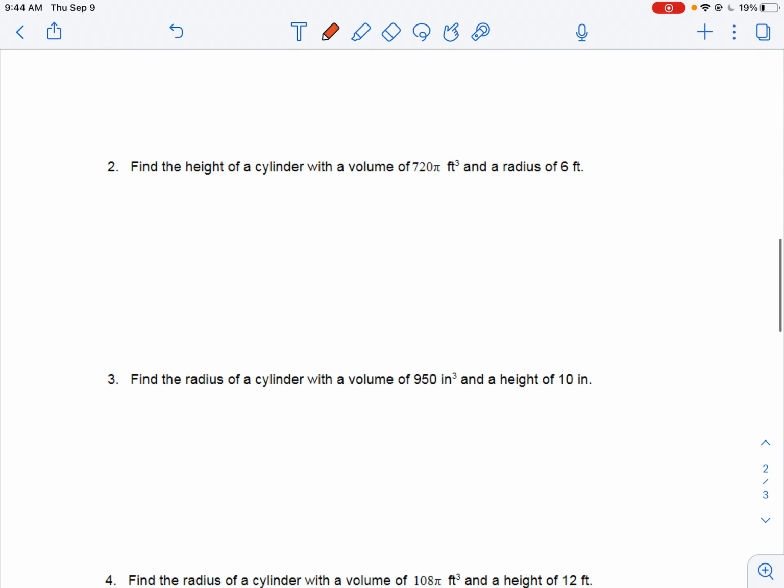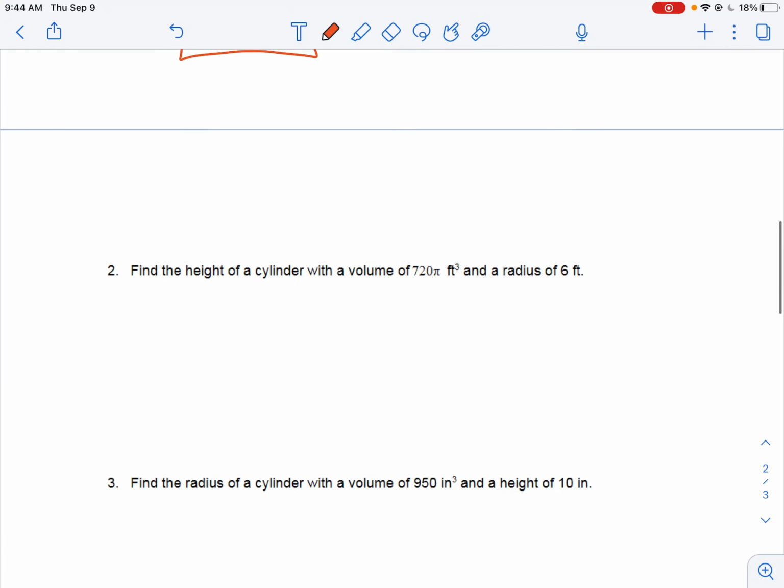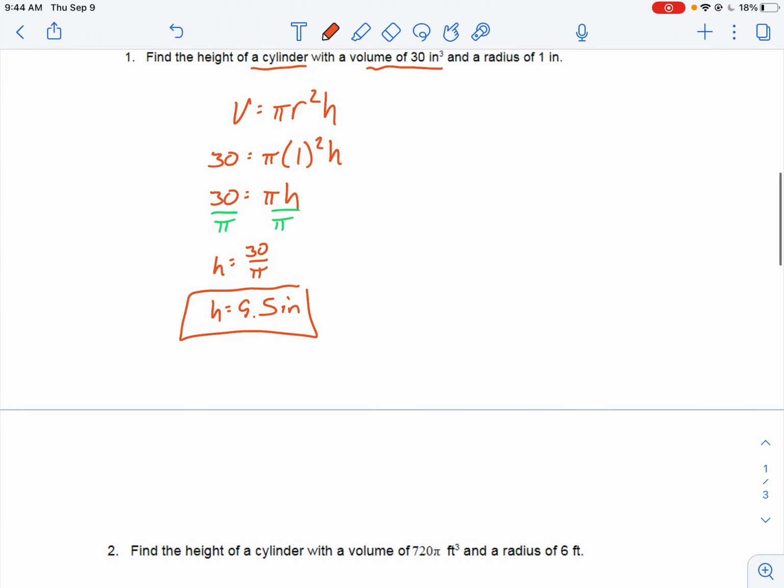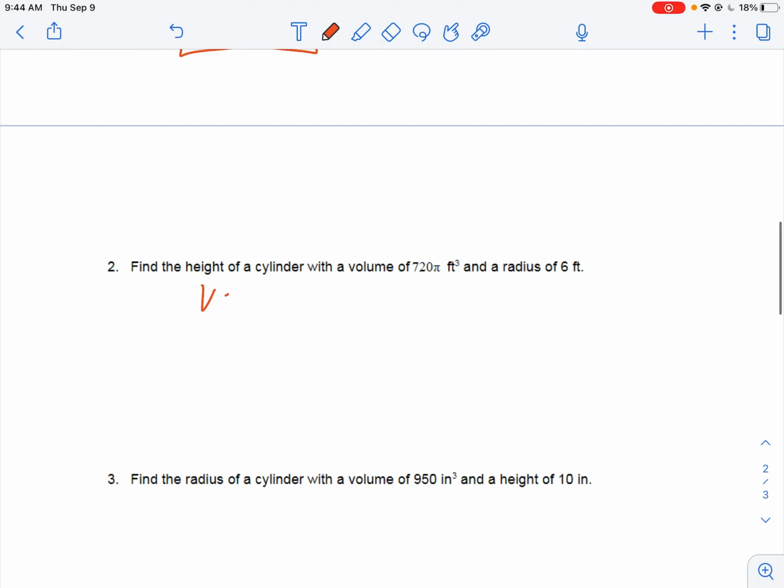Number two, find the height of a cylinder with a volume of 720 pi feet cubed and a radius of 6. So similar to number one, except they give me my volume in terms of pi. So I'm using the same formula as above since I still have a cylinder. My volume now is 720 pi. Again, pi is a constant, so I'm going to write that down. My radius is 6. So it's 6 squared, and I still want to find the height. So I write an h.